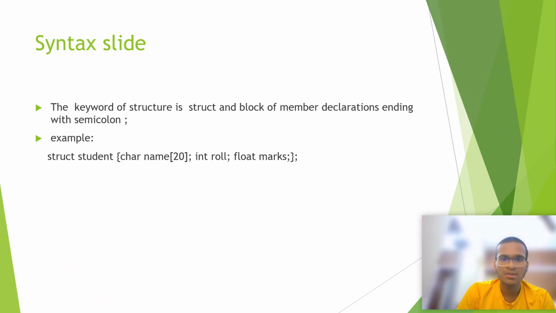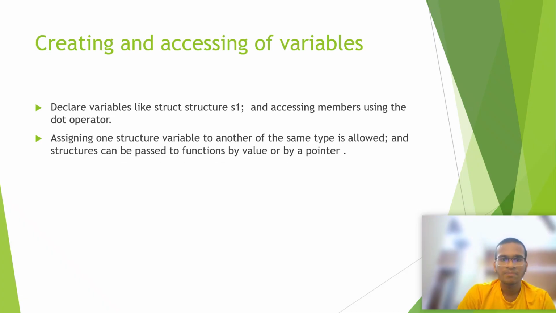The keyword is struct, followed by a block of member declarations, each ending with a semicolon. Example: struct student { char name[20]; int roll; float marks; }; Here struct means the keyword of the structure, char means characters like A, B, C, D and so on. Int roll means integers like 1, 2, 3, 4 and so on. Float means decimals like 3.14, 1.414 and so on.